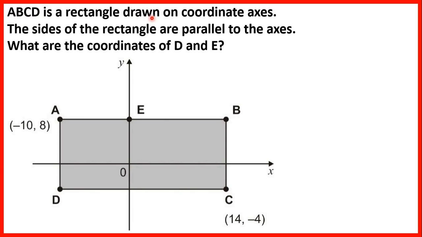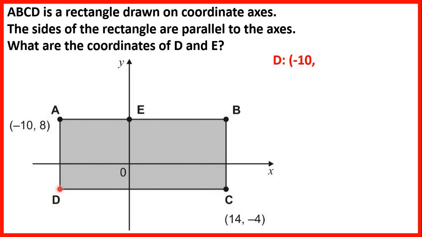ABCD is a rectangle drawn on a coordinate axis. The sides of the rectangle are parallel to the axes. What are the coordinates of D and E? So remember, with coordinates, we write the x coordinate first and then the y coordinate. And we can see that point D is in line with point A, which has an x coordinate of -10. So that means the x coordinate for point D is -10 as well.